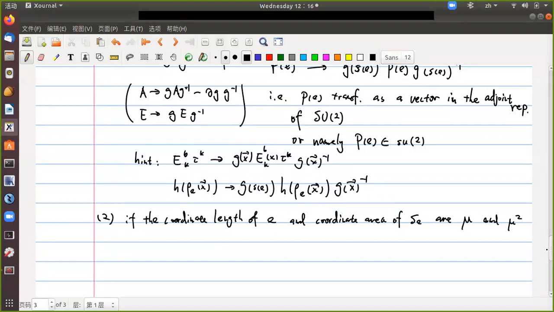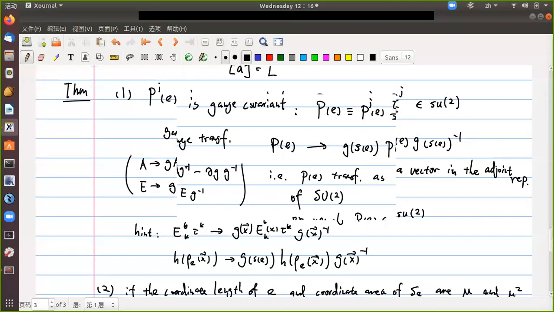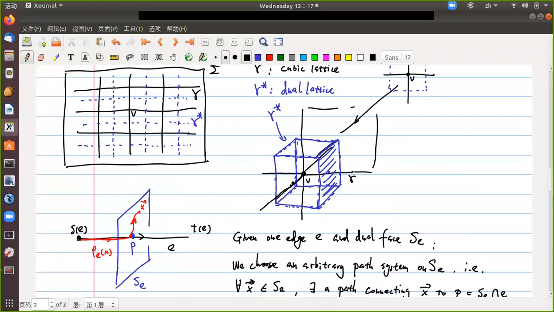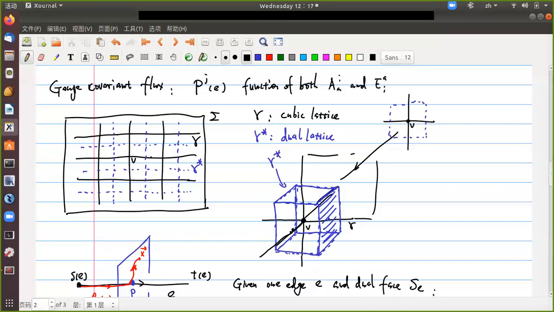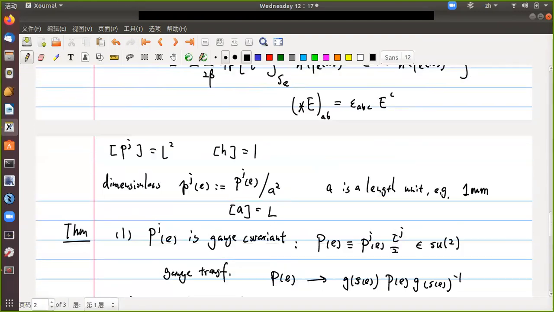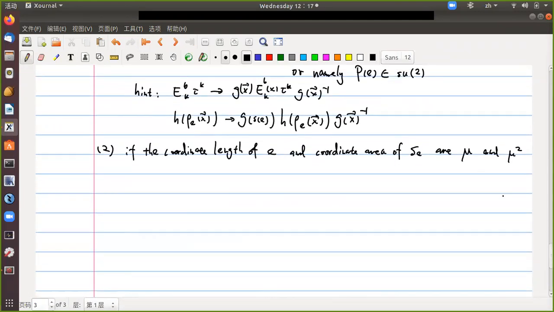And then the continuum limit of the lattice: if you infinitely refine the lattice, the coordinate length of the edge will shrink, right? Suppose this is mu, but suppose you refine the lattice by putting a vertex in the middle, and the mu will become half of mu. Furthermore, the coordinate length will go smaller and smaller. So if you have a refined lattice, this mu parameter will be very small.